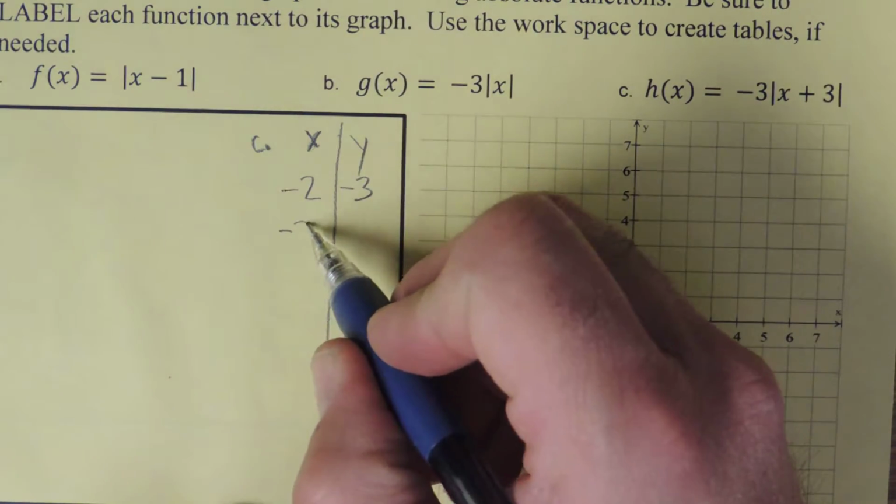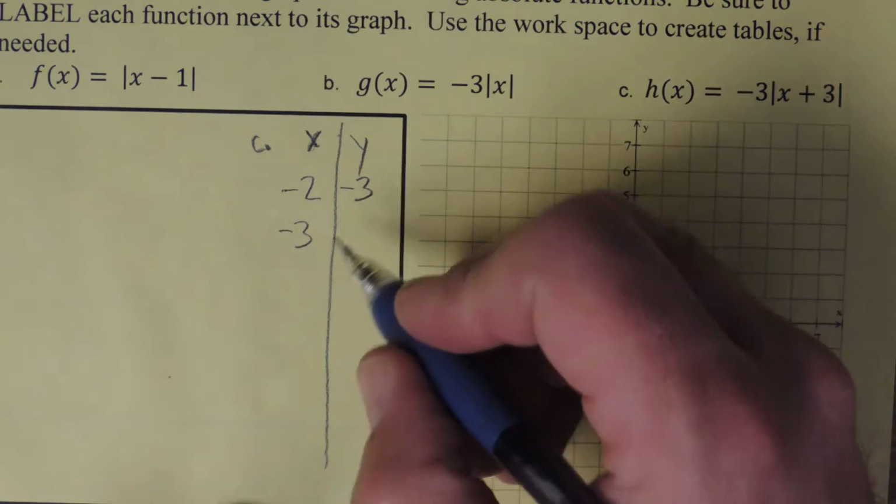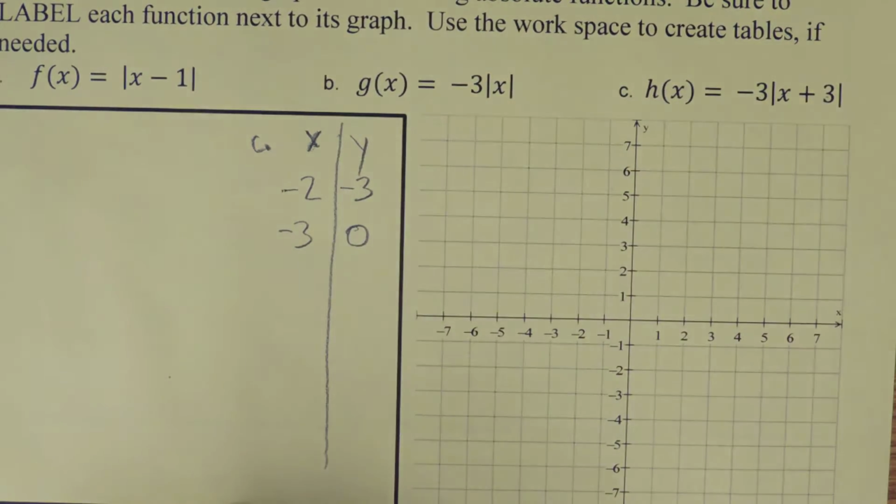I'm going to try negative 3. And you might see why I wanted to do that. Negative 3 plus 3 is 0. Absolute value of 0 is 0. 0 times negative 3 is 0. So I end up with y equals 0.